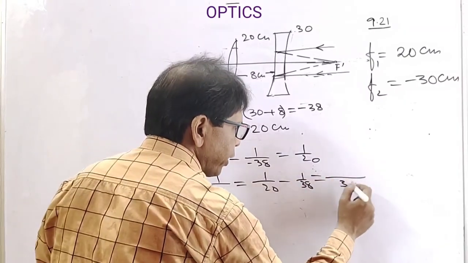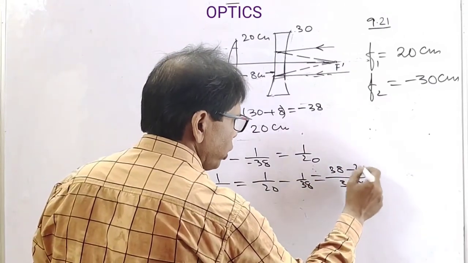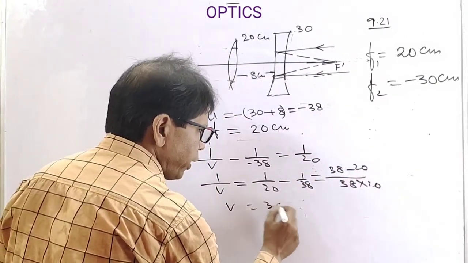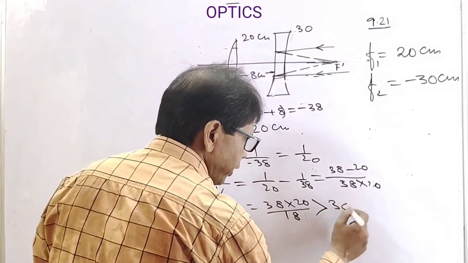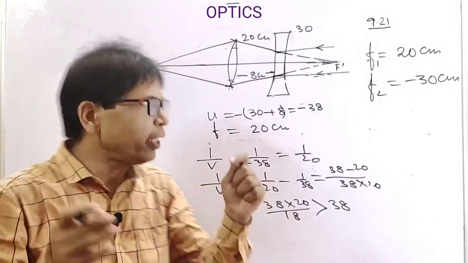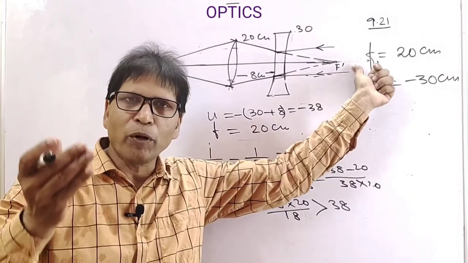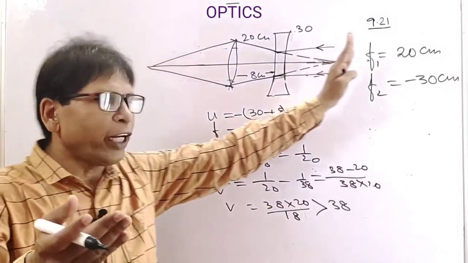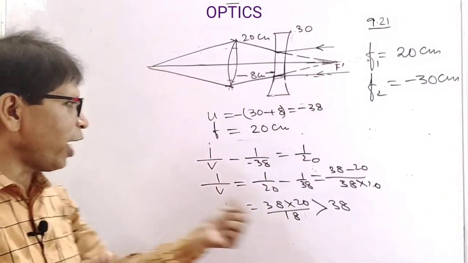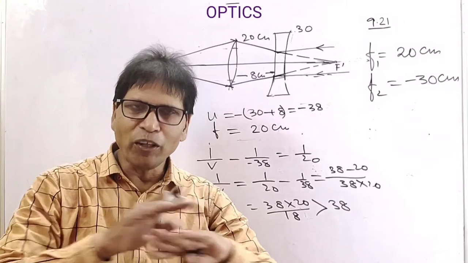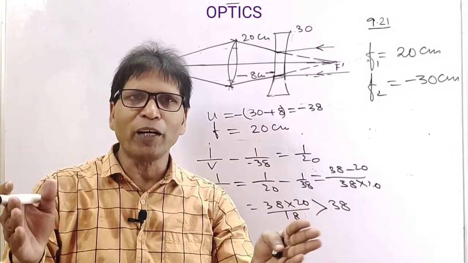So this is 38 into 20 and this is 38 minus 20. So V equals 38 into 20 by 18. It is obviously greater than 38. When rays hit the convex lens, the point of convergence is 20 cm from the concave lens. When the rays first hit the concave lens, the point of convergence becomes 38 cm. So there is no unique point, so there is no need to find the equivalent formula.